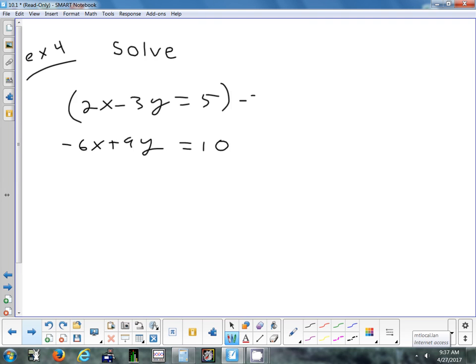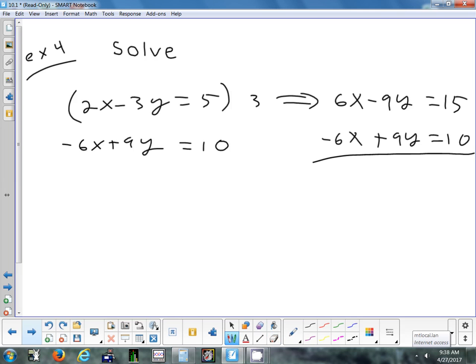Negative. Okay, we could do -3. The only thing is if you do -3, you're going to get numbers that are the same. What if you wanted to get numbers that are opposite? Yeah, use +3. And watch what happens. You get 6x minus 9y equals 15. In the bottom, -6x plus 9y equals 10.